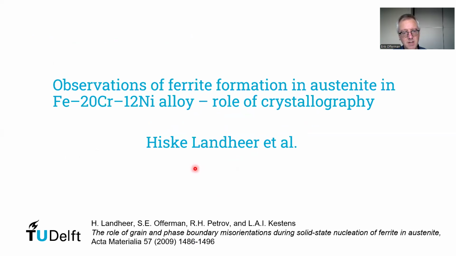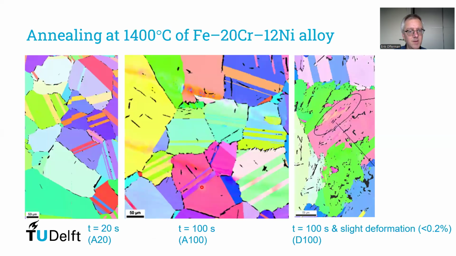So then the PhD thesis of Escalante started, and we looked at a special alloy, an iron 20 chromium 12 nickel alloy, just these 3 elements, and we looked at the formation of austenite, the formation of ferrite in austenite. And this was work together with Ruben Petrov and Leo Kestens, who have a lot of expertise in crystallography and EBSD, from which I learned a lot, at least at that time.